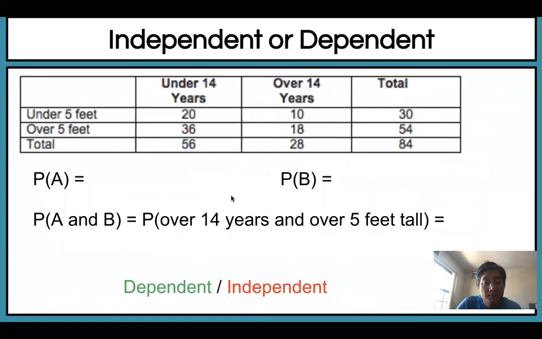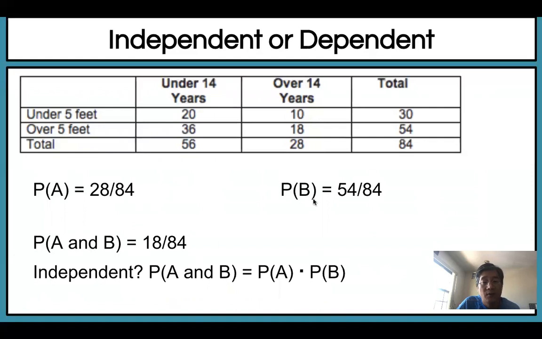Let's go. What is the probability of A? Event A was over 14 years, right? So the probability of A, over 14 years, is how many people? 28 out of 84, right? How about the probability of B? Event B is over 5 feet. The total is 54 out of 84. That's the probability. But how about the intersection?